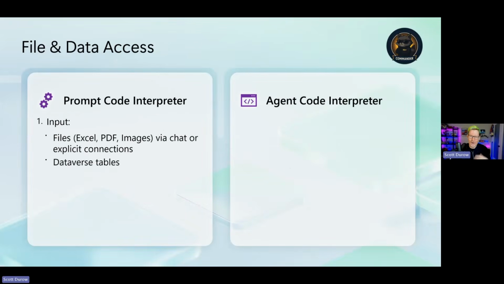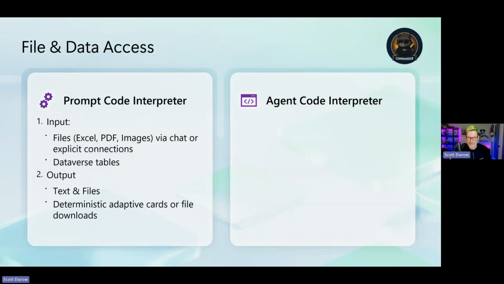And so there are slight differences. When we run a prompt, we've got the ability to input Excel, PDF, images, or we can upload files from a connection that we've supplied via an agent flow. It can access Dataverse tables, so it can read Dataverse tables and update Dataverse tables, and then it can output things like deterministic adaptive cards, file downloads, or just the text.